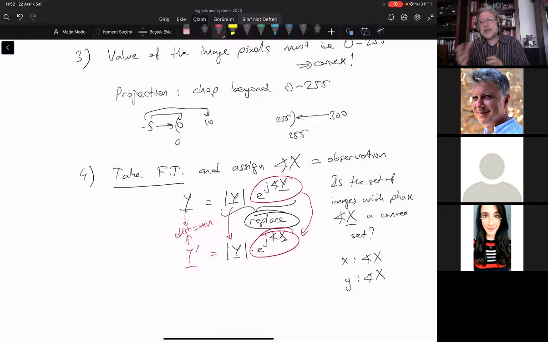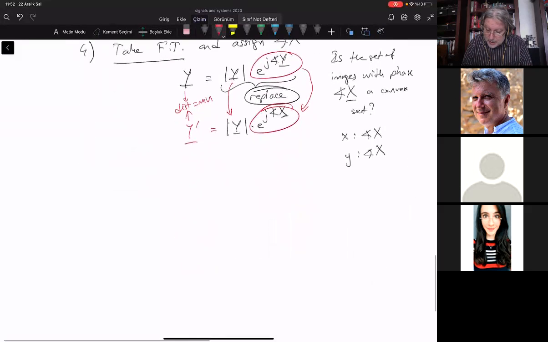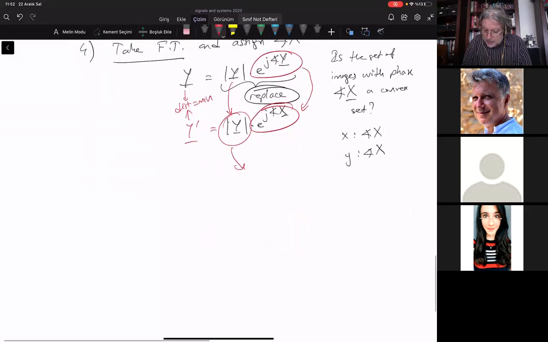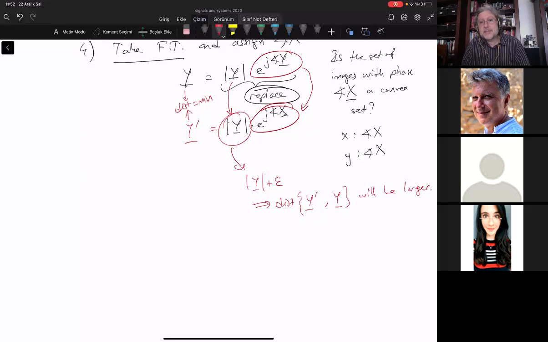If you change the magnitude a little bit more, then the distance between y prime and y will be even more than that. So while answering the question, you have to tell me that if this one is not y, but it is equal to y plus some epsilon, then you have to show me that the distance between y prime and y will be larger if epsilon is not 0. You have to show me that.